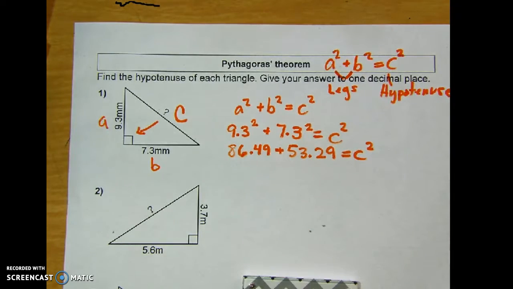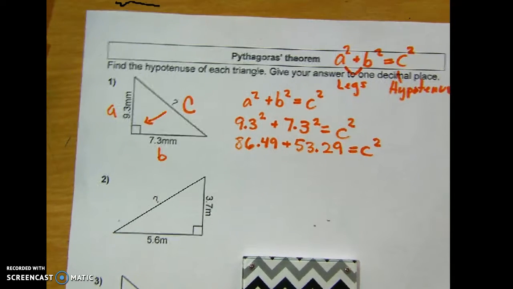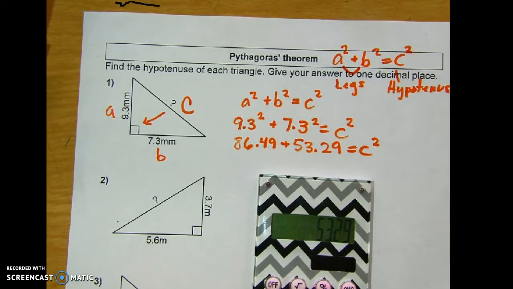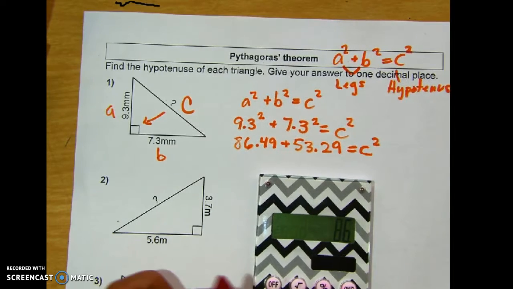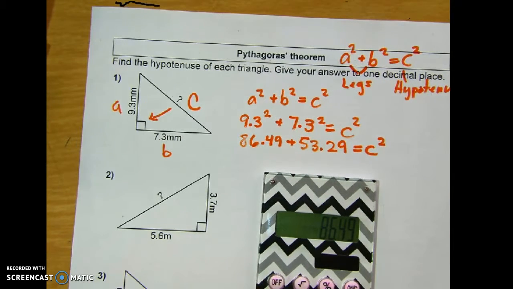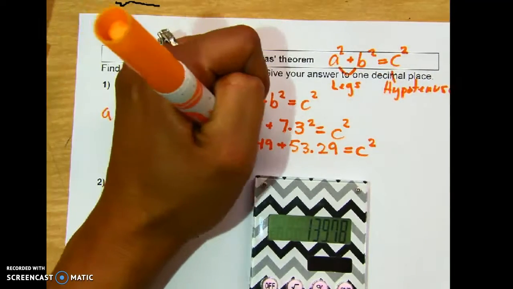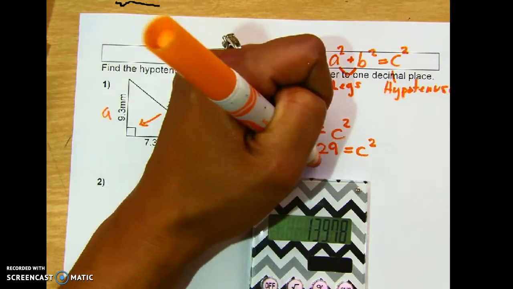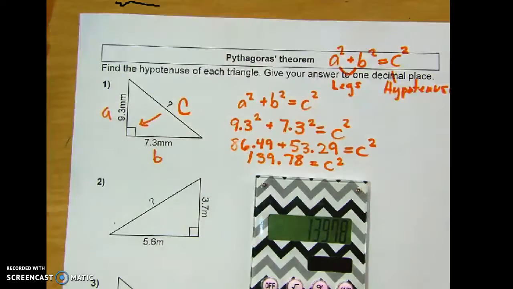I need to add these together. I already have this in my calculator, so I'm just going to press the add button. And I'm going to get 86.49, and that's going to be equal to 139.78. And I'm still with c squared.